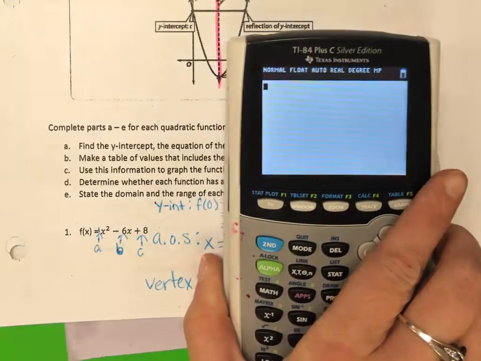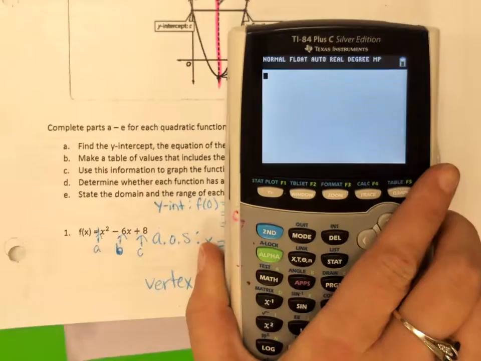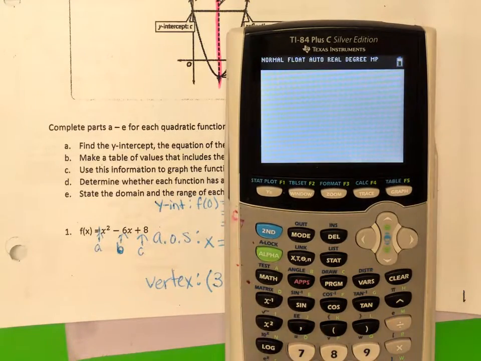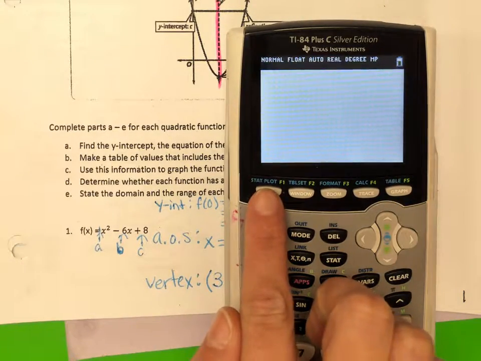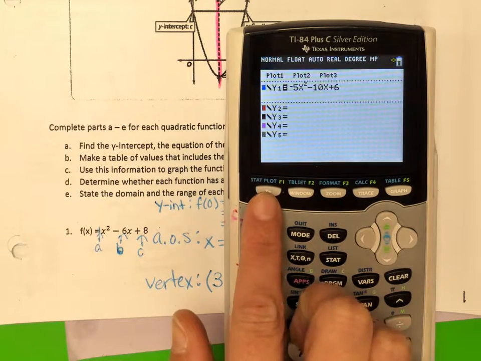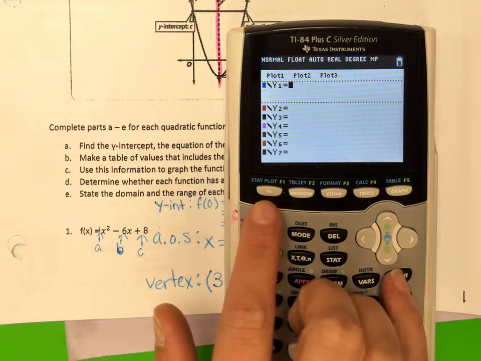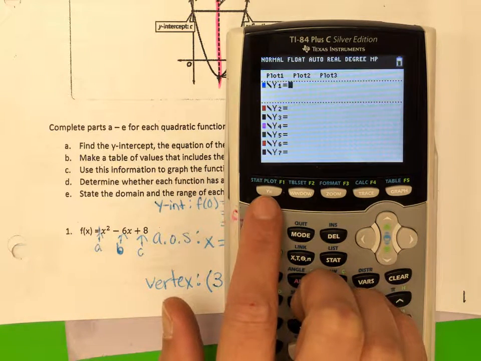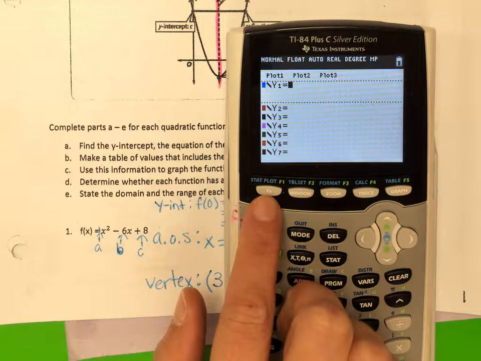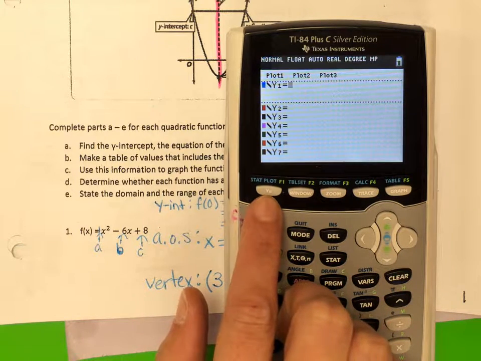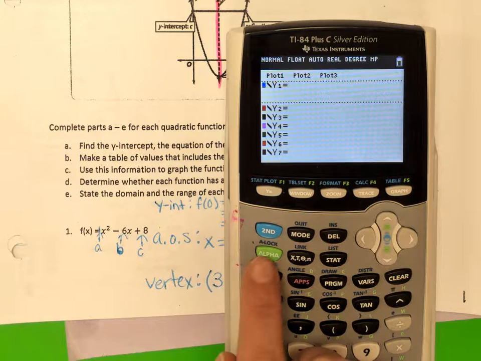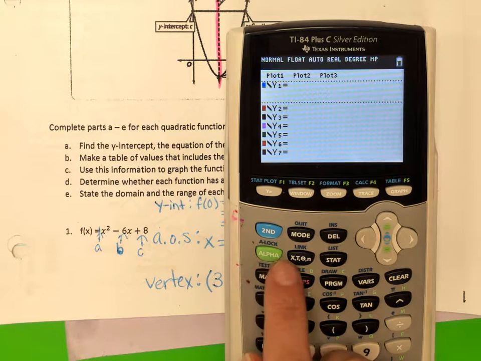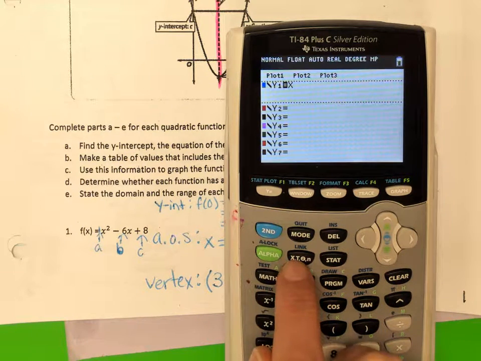All right, here we go. Where do I go to graph something? Y equals right here. And if there's anything in Y equals, then you hit the clear button. Stay with me. All right, where is my X? Find the green button. It is directly to the right of the green button.